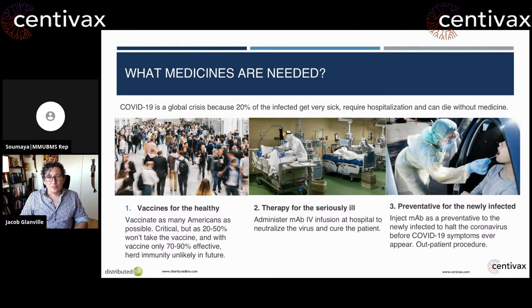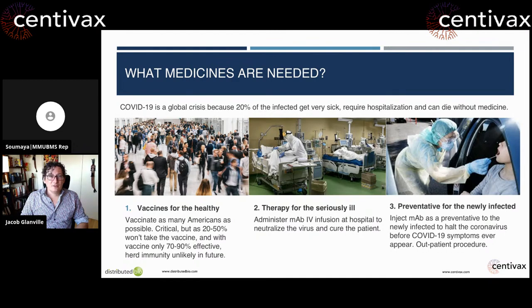We know that this is a global crisis because it's very infectious, but most people don't actually get that sick. There's 10 to 20% of people who get very sick. Those are the ones that need to go to hospitals and receive treatment. Those are the ones that we don't have good treatments for right now. Those are the ones that could die or have long recovery periods.